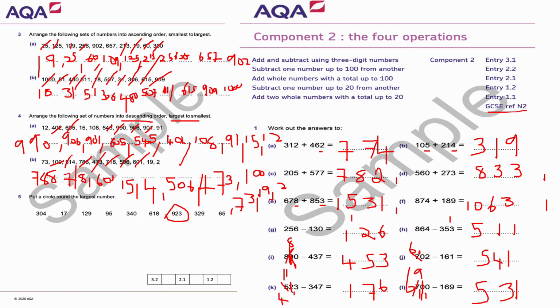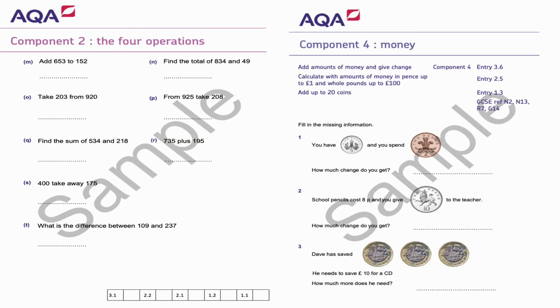Okay, and that's how I do column addition and column subtraction. Make sure that all the numbers are in the correct place value. Okay, next part.